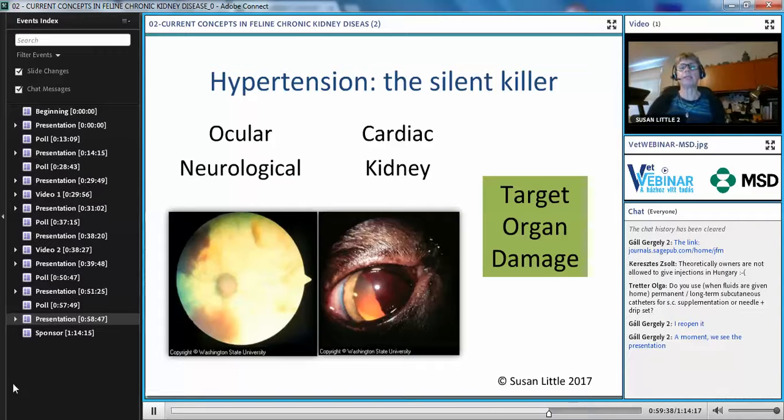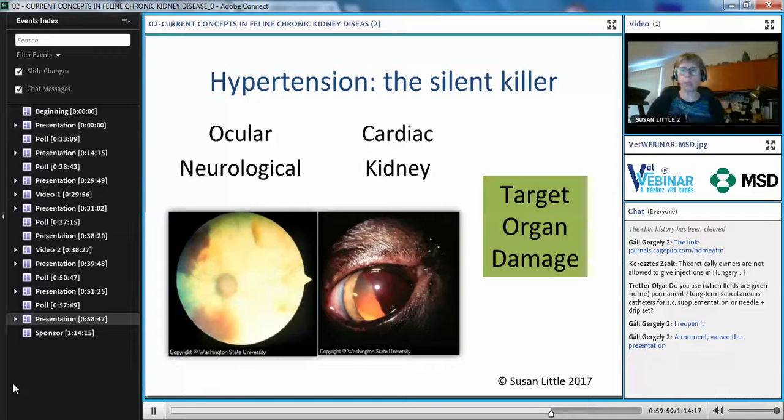So in human medicine and in veterinary medicine, it's called the silent killer. The four target organ systems that are affected by high blood pressure are the eyes, the central nervous system, the kidney, and to a lesser extent the heart. We usually don't see clinical cardiac disease, even though there are effects on cardiac muscle.